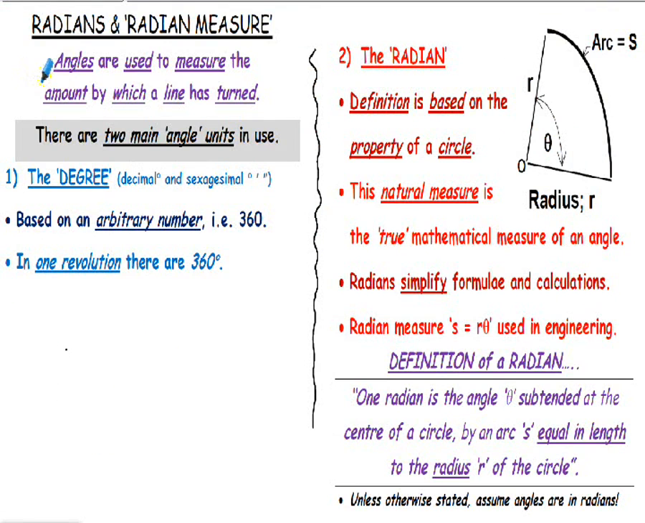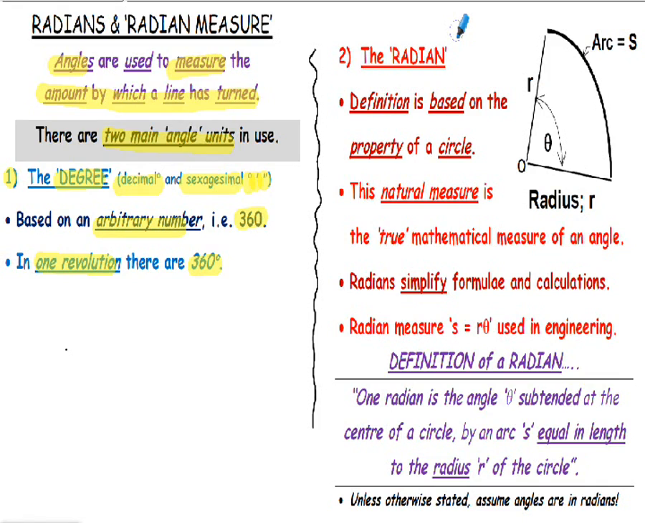A brief introduction here. We use angles to measure the amount by which a line has turned through. And there are two main angle units in use. The first one, the one you're very familiar with, will be the degree, usually in decimal form, such as 36.5. Although there is what's termed sexagesimal notation, which is the degrees, minutes and seconds notation. We'll briefly recap that in a moment. Essentially, the degree is based on an arbitrary number of 360.